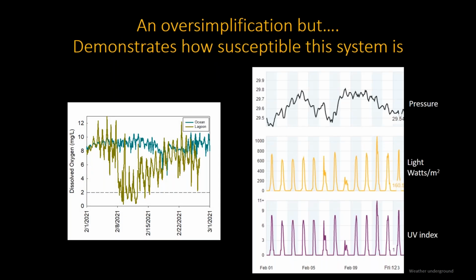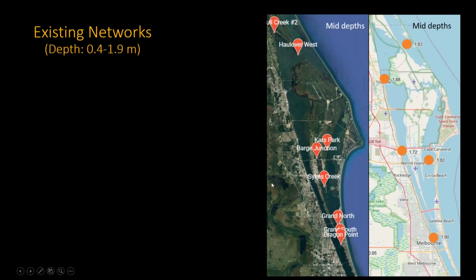And so can we explain these events? This is an oversimplification, but it demonstrates how susceptible these unstable systems are to hypoxic and anoxic events. This is looking at some weather data, and that hypoxic event immediately followed a cloudy day. Where we have these algal dominated systems, where we have unstable DO concentrations, it doesn't take much. A single cloudy day can throw the system into hypoxia.